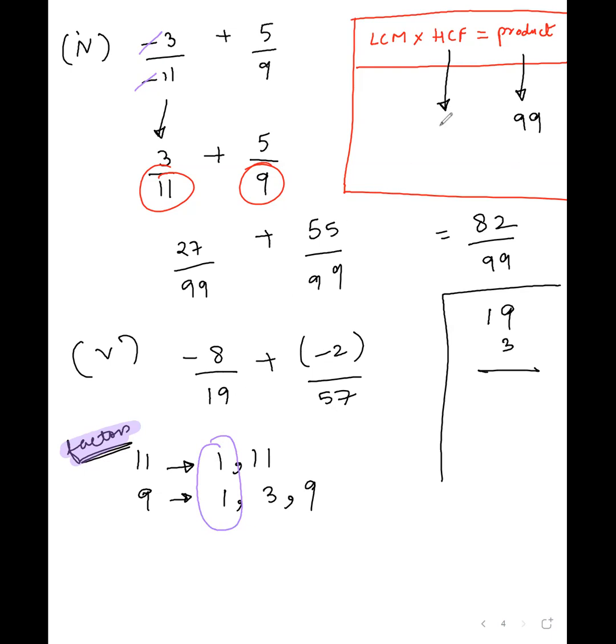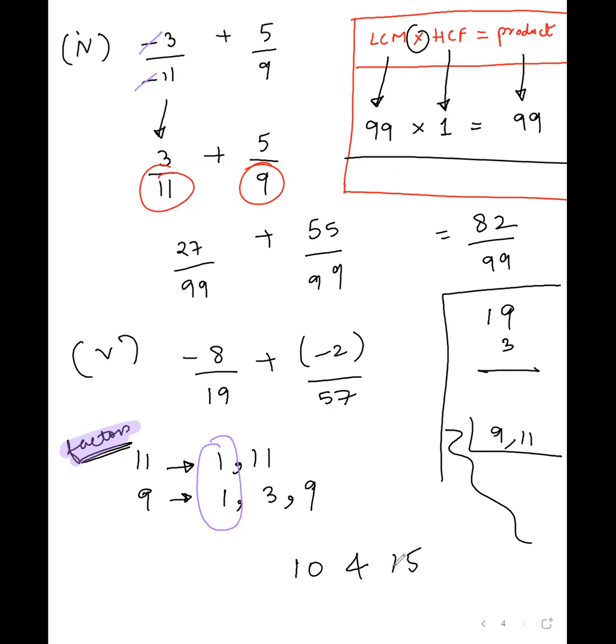The HCF is 1. And the LCM, when you find out the LCM of 9 and 11 in the long division method, you will find that the LCM is 99. So you see, 99 multiplied by 1 equals 99. This is true no matter which number you take. Similarly, if you take 10 and 15.